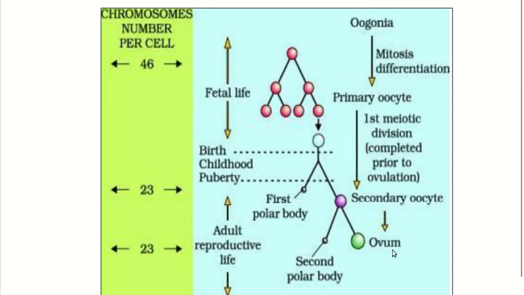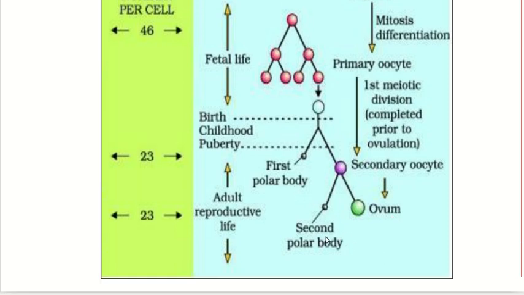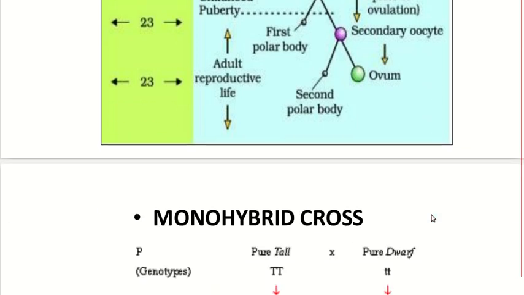From a single primary oocyte, we are getting a single functional egg cell. The polar bodies degenerate. So it is not like 4 sperm cells being produced. Only 1 egg cell or ovum is produced at the end of oogenesis.